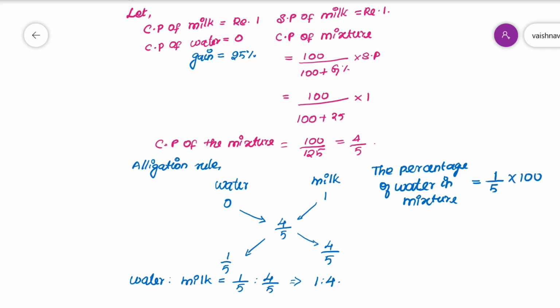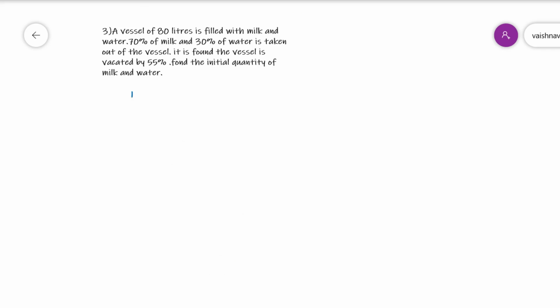Now what is the percentage of water, is the question. So 1/5, 5 is what? 1 plus 4. So 1 plus 4 is 5. 1/5 into 100 is 20%. So 20% of water we are using.